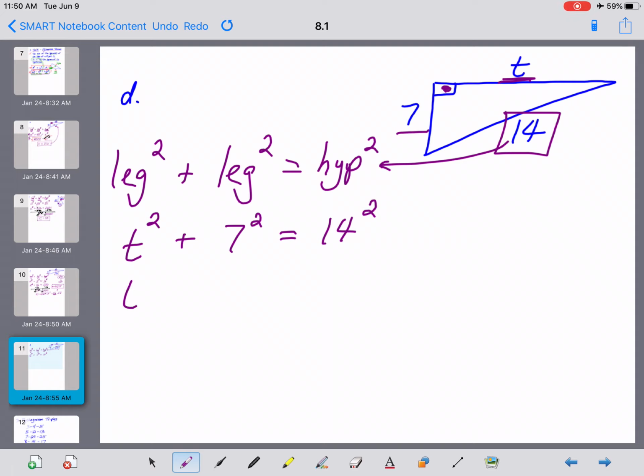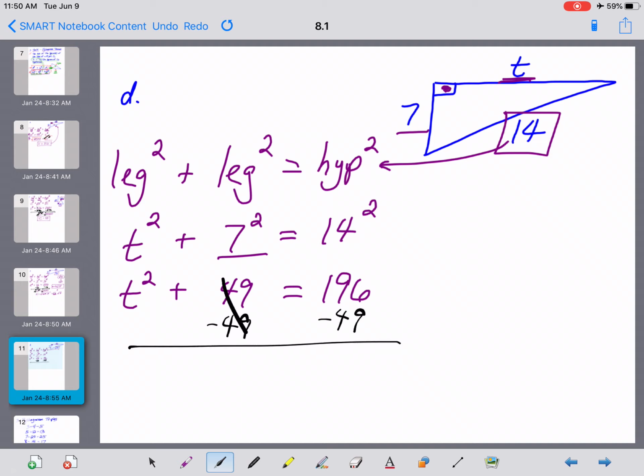Let's simplify what we can. t squared plus, well, the 7 squared is equal to 49. And 14 squared, that's one I'm hoping you guys had memorized, but if not, you're free to use your calculator there, is 196. We're going to subtract the 49 from both sides. Those will cancel. And that's going to get us now t squared is equal to 196 minus 49, which is going to get us 147. Kind of an ugly number over there on the side.